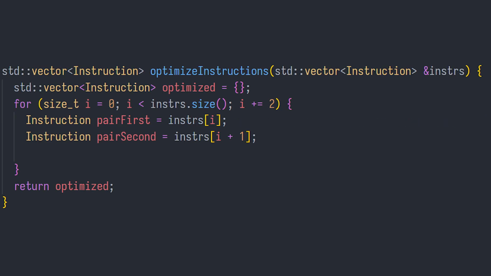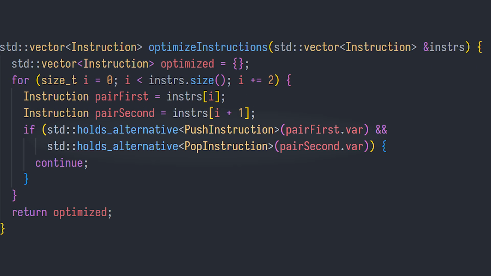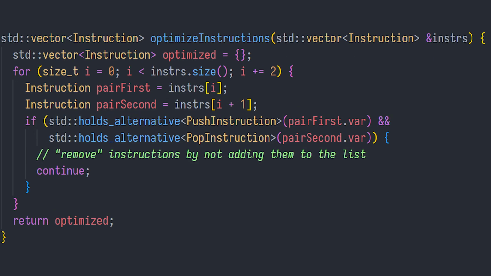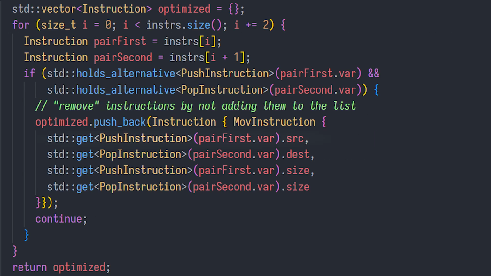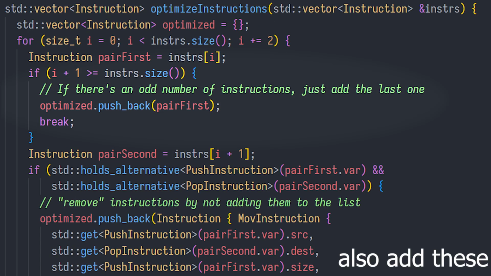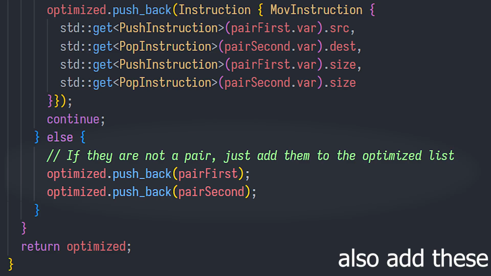In our optimizer, we will loop through each pair of adjacent instructions, and if they are a push immediately followed by a pop, we will remove both instructions and replace it with a move, where the move's source is the push instruction and the destination is the pop instruction.